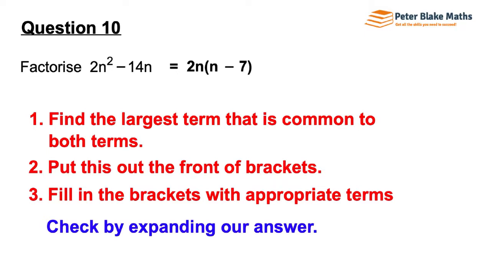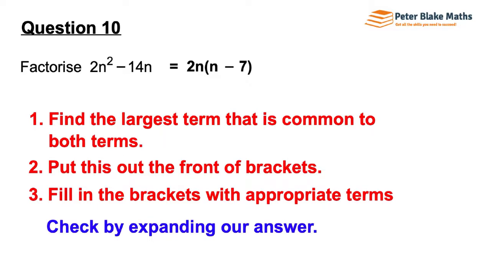We should always check our answer for factorising by expanding and seeing if we get back to the original question. So if I expanded my answer there, would I get back to the question? 2n times n for the first part, yes, that makes 2n squared. And for the second part, 2n times minus 7, that would make minus 14n. So that successfully gets us back to the original question.